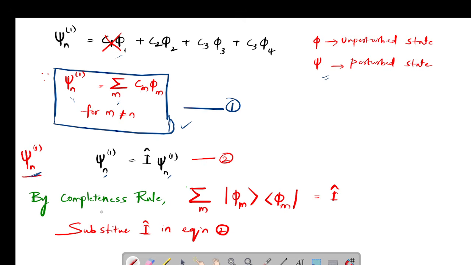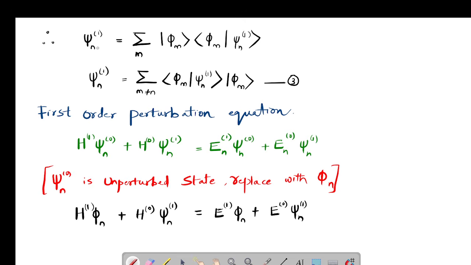So by the completeness rule, we can write I cap, that is the identity operator, is equal to the summation over m of ket phi m into bra phi m. So this is how we can write it. We need to substitute this value of I in equation 2. If you substitute that value, you will get this equation: psi n power 1 is equal to the summation over m of ket phi m into the inner product of phi m with psi n power 1.